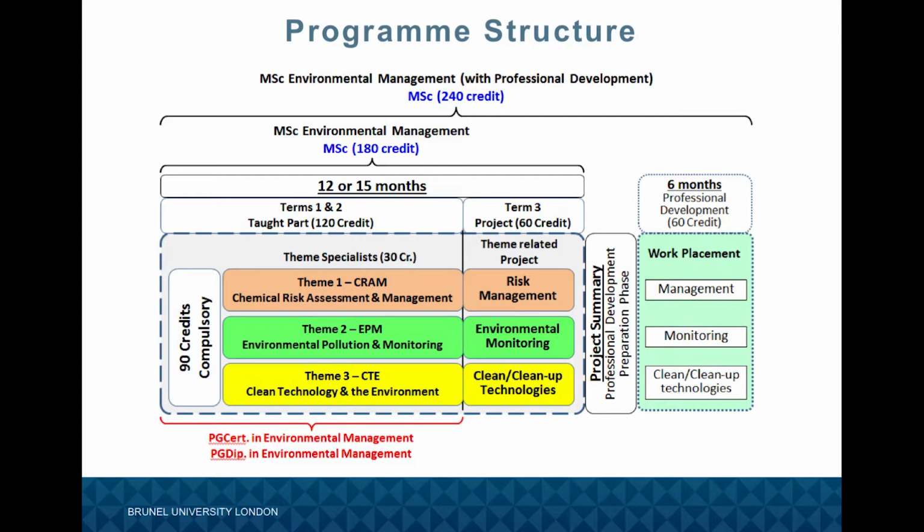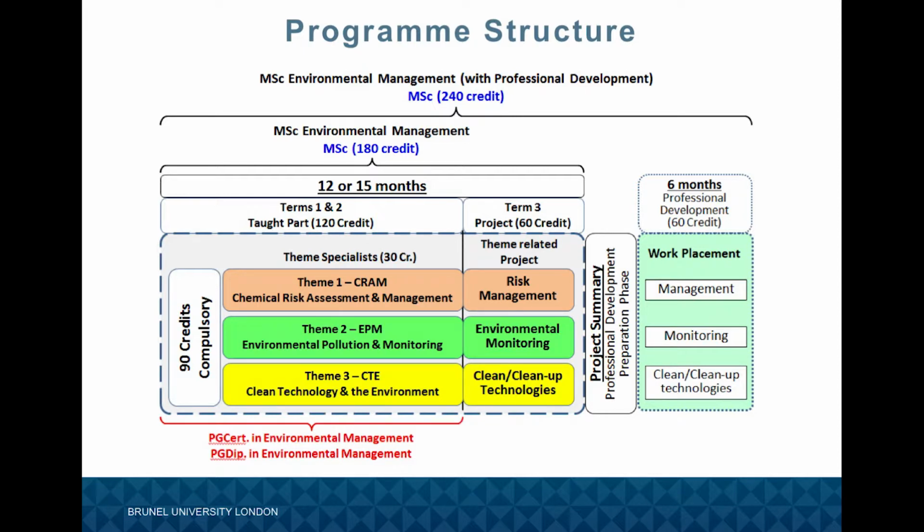And the dissertations are linked to the theme. For example, if you selected clean technology, we expect you to work on the development of clean and clean up technologies as part of your dissertation. Now, there are two exit routes. For example, if you completed the 60 credits, you can get PG certificate in environmental management. And if you completed only 120 credits, you are eligible to get postgraduate diploma in environmental management.